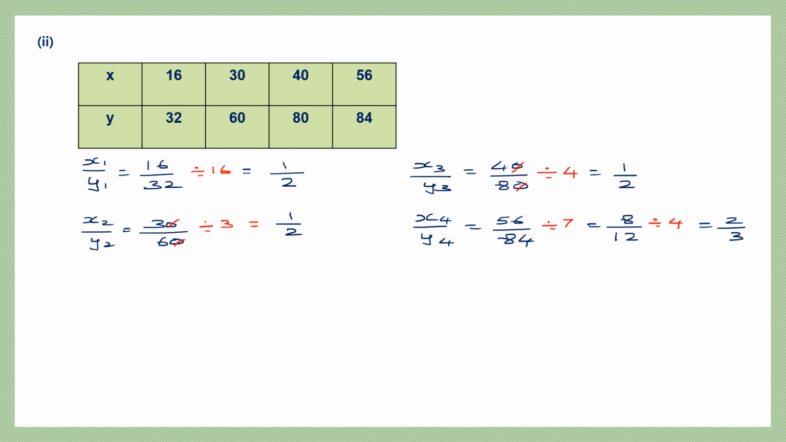So here let's see what values we got. So we got 1 by 2 here. Here also we got 1 by 2. Here we got 1 by 2. But the last one is 2 by 3. So how do we write this?